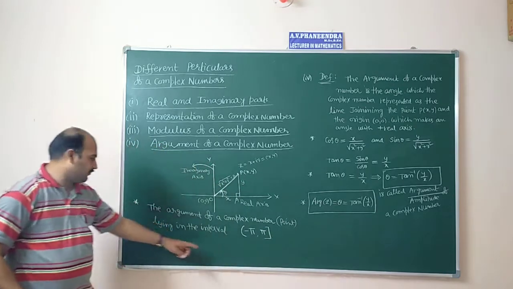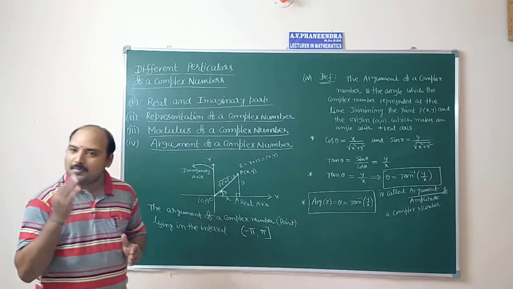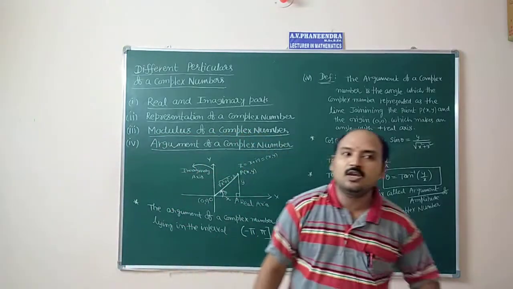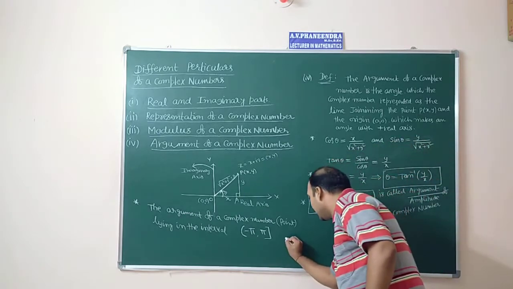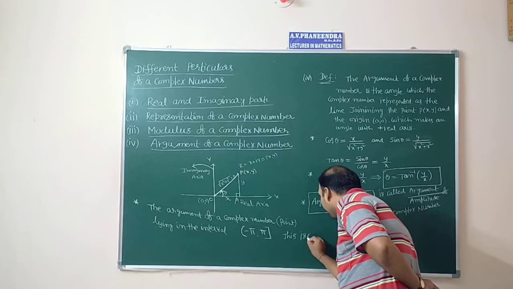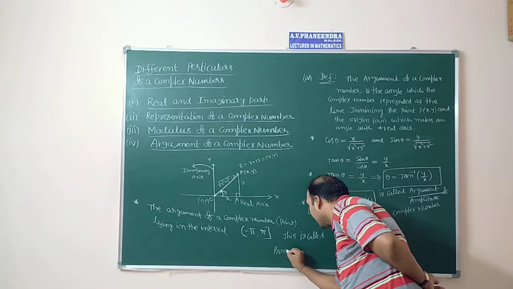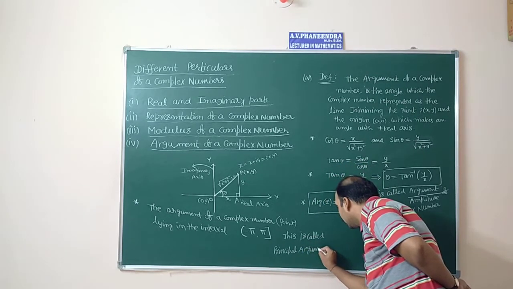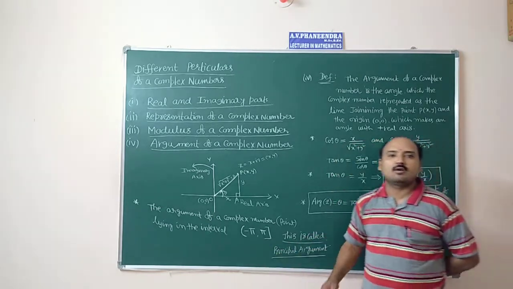Very important this one. The argument of a complex number or a point lying in the interval, open minus pi to closed plus pi, is called the principal argument. This interval is called the principal argument.